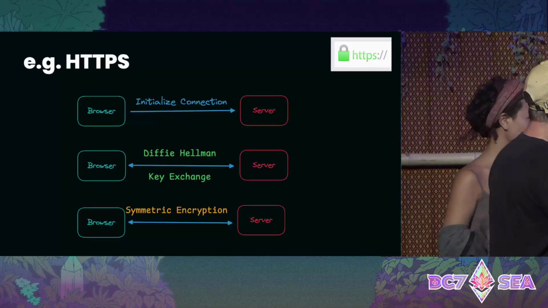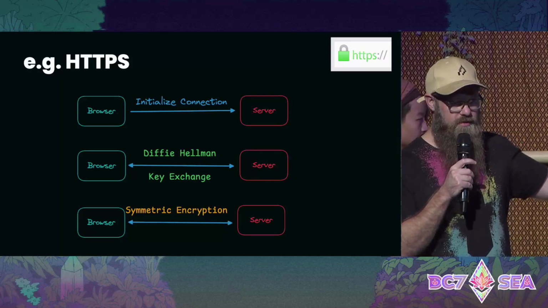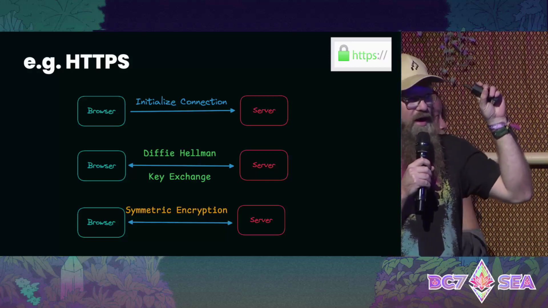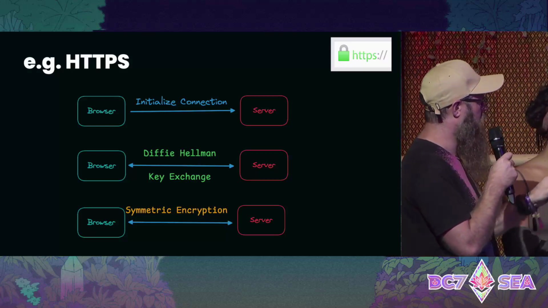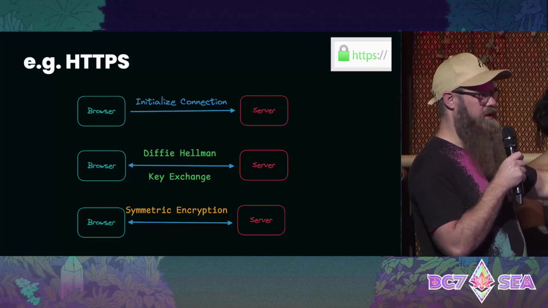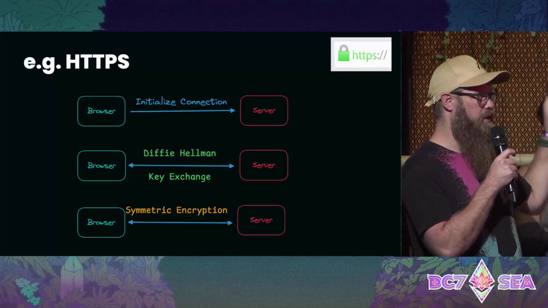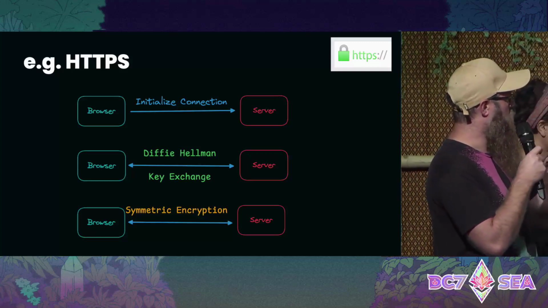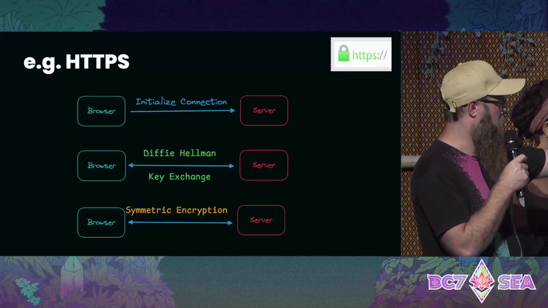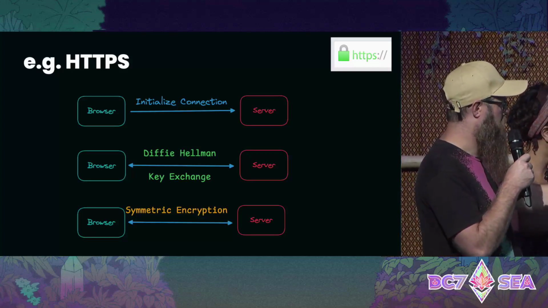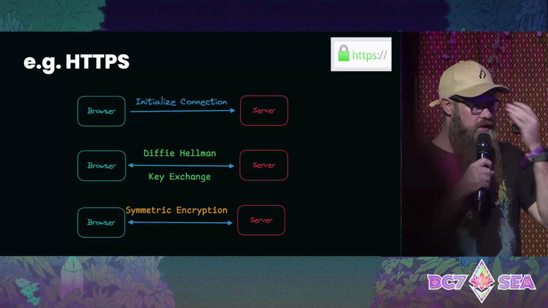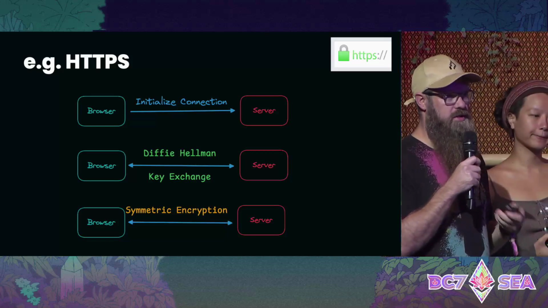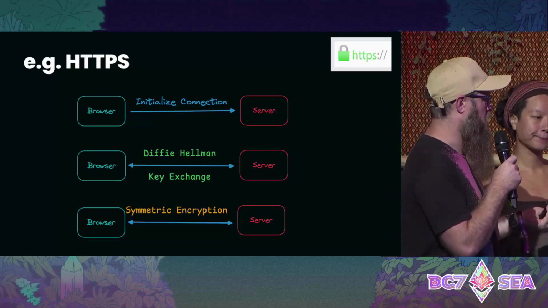All right, so HTTPS, everyone knows what this is. It's a little green lock. Make sure you have a secure connection to the server. This is a little hand wavy, but the general explanation is if you connect to a server, you do this key exchange. It's called Diffie-Hellman, which I'll go into in the next slide, and you get out a symmetric key, right? So public key cryptography is slow compared to symmetric key.